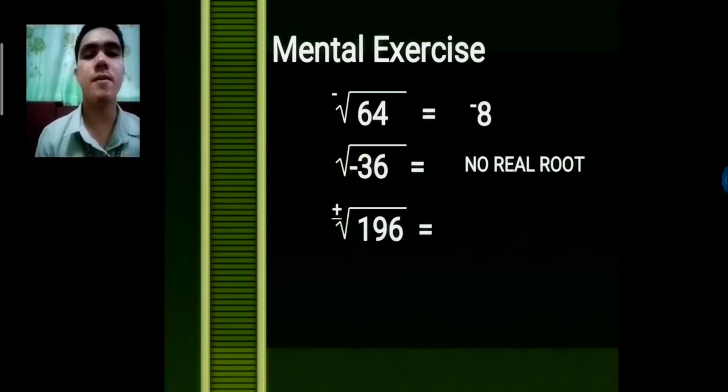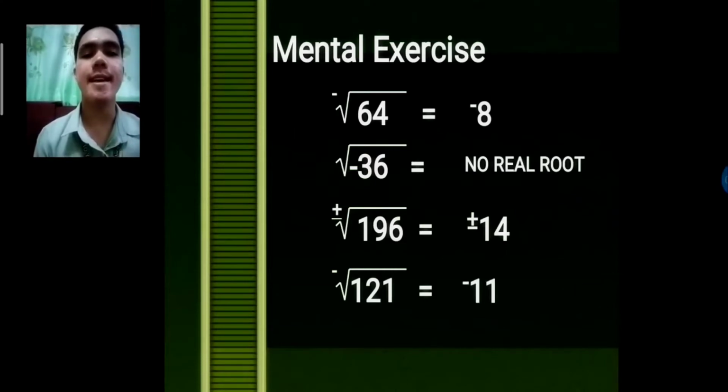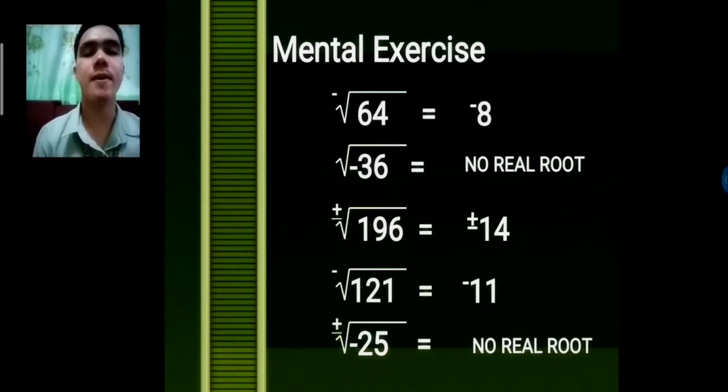How about positive negative square root of 196? That is positive negative 14. How about negative square root of 121? That is negative 11. Next, we have positive negative square root of negative 25. We have no real root because the radicand is a negative number.